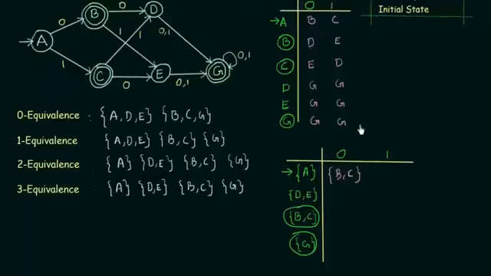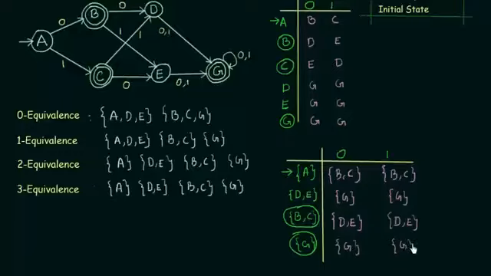On input 1, where does it go? It goes to C. Instead of C also, we write BC because C is contained in BC. In the same way, DE on input 0 goes to state G, and on input 1 also it goes to state G. BC on input 0 goes to DE, and on input 1 also it goes to DE. State G on input 0 goes to G itself, and on input 1 also it goes to G itself. Here we have completed the transition table, and now let me draw the transition diagram.